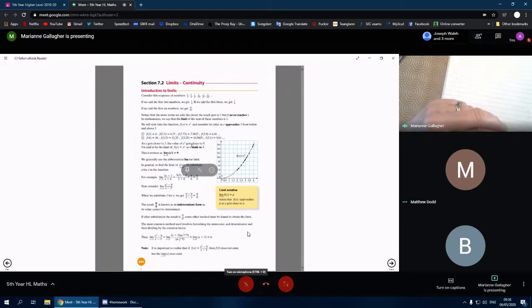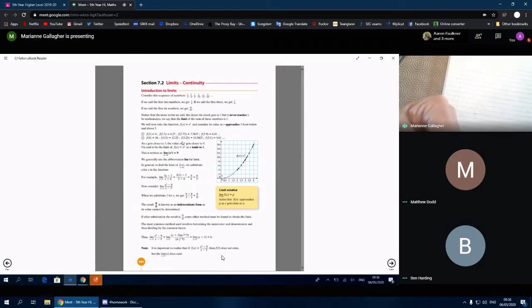So what we actually say is, I'm looking at the line here, as x gets closer to 3, the value of x squared, or the value of y, or the value of f of x gets closer to 9. So 9 in that case is said to be the limit of f of x as x tends to 3. Tends to just means gets closer to.